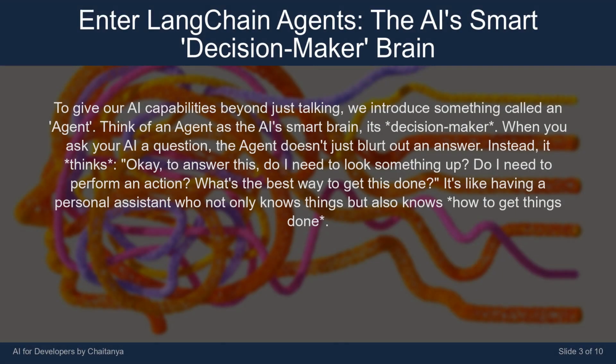To give our AI capabilities beyond just talking, we introduce something called an agent. Think of an agent as the AI's smart brain. Its decision maker. When you ask your AI a question, the agent doesn't just blurt out an answer. Instead, it thinks, okay, to answer this, do I need to look something up? Do I need to perform an action? What's the best way to get this done? It's like having a personal assistant who not only knows things but also knows how to get things done.